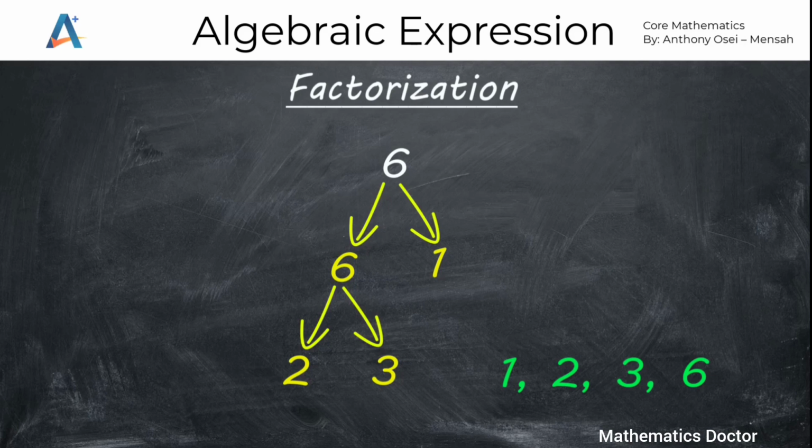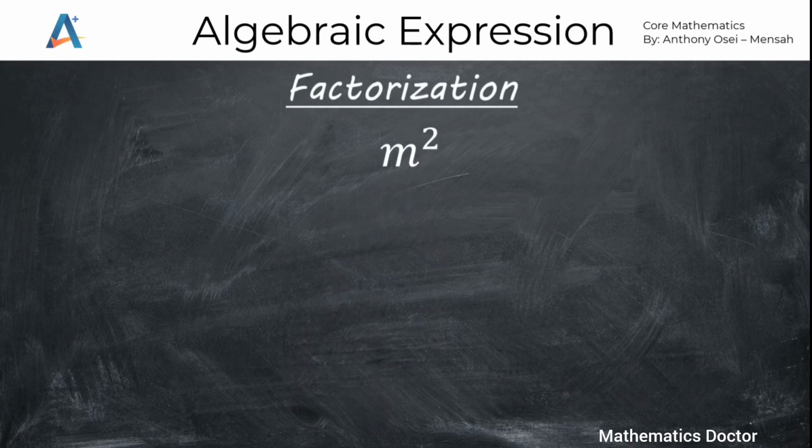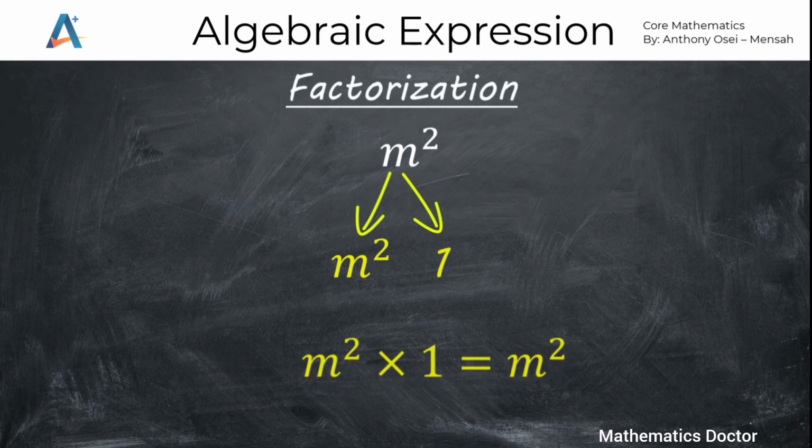Let's take a look at another expression. Let's take m squared. We want to get the factors of a term like m squared. Now, if you want to get factors of a power or a term with a power, then the first pair of factors will be the same term times 1. That is m squared and 1. So m squared and 1 will become factors of m squared, since m squared times 1 will still give us m squared.